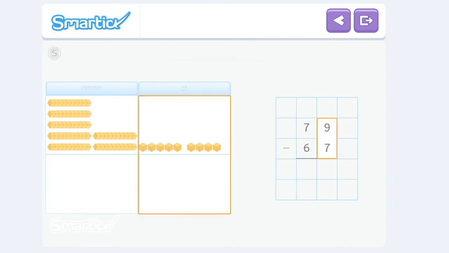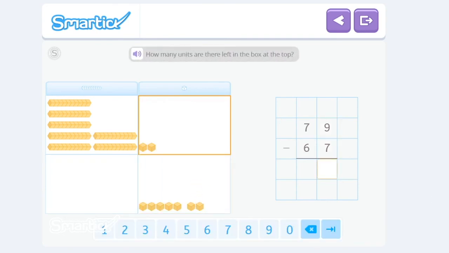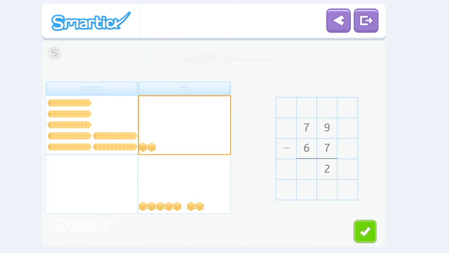We start with the units, as always. 9 minus 7. We need to remove 7 units from the 9 that we have. Subtract 7 units by dragging them onto the box below. Easy. Let's drag 7 units. 1, 2, 3, 4, 5, 6, 7. How many units are there left in the box at the top? There are 2 left. 9 minus 7 is equal to 2.